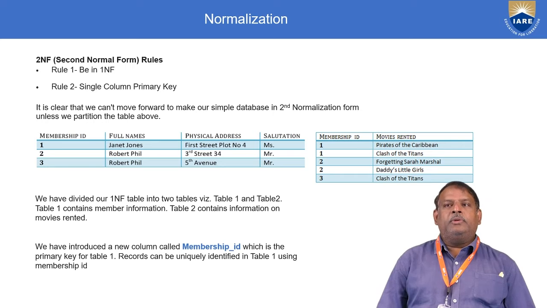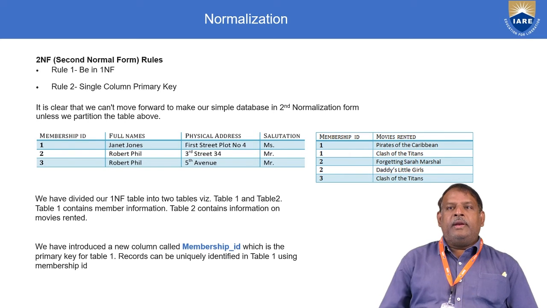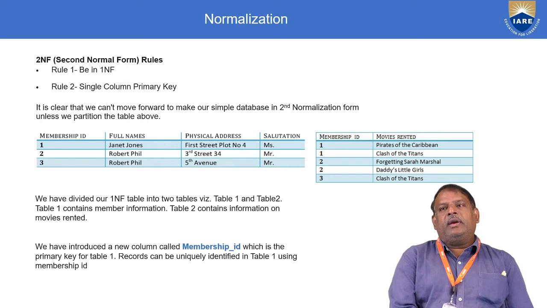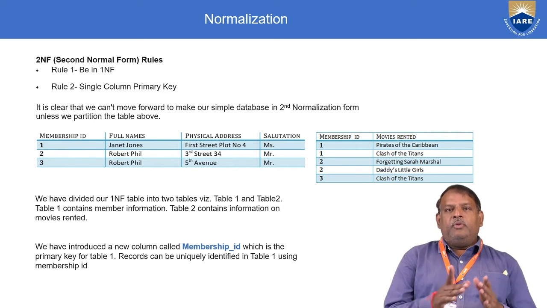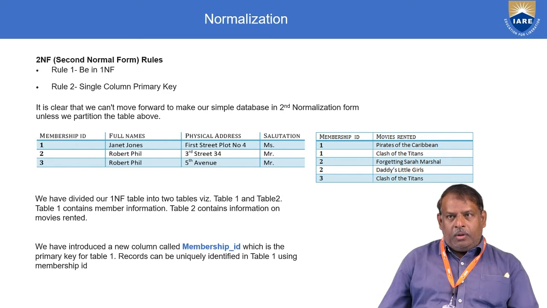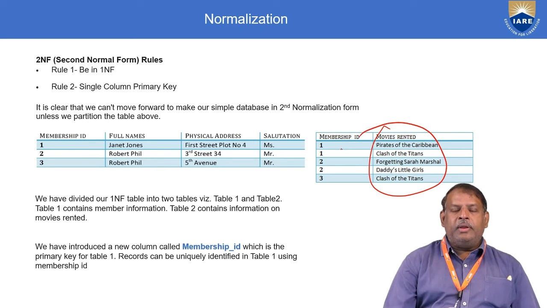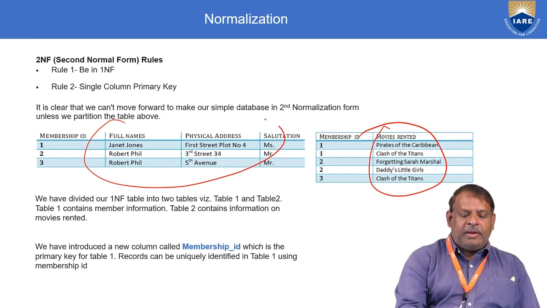It is clear that we cannot move forward to make our simple database into second normal form unless we partition the table. So we need to break the entire database table into two tables. One table will have the total movies in the library. The second shows how they can be linked with who has taken the movies for rent. For example, if you see here, we have two tables. One for the movies rented from our library. The second, the person who has taken the movies from our library.